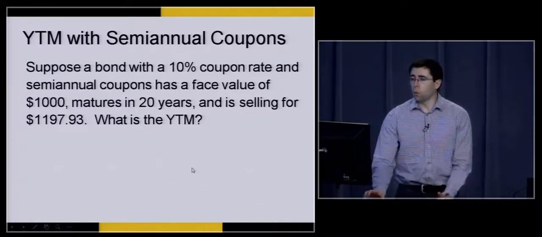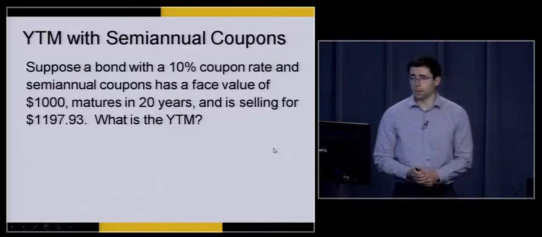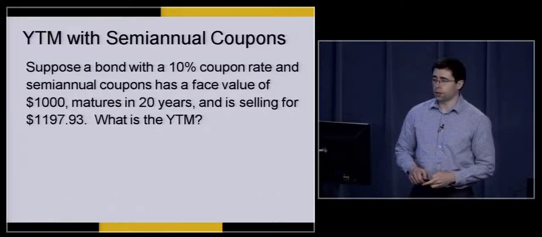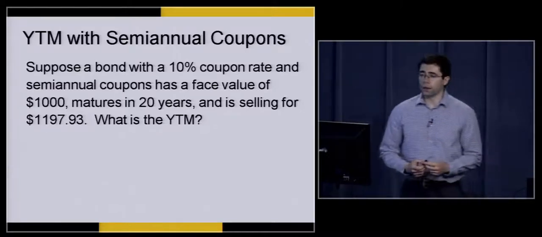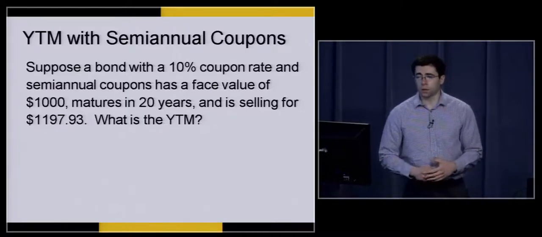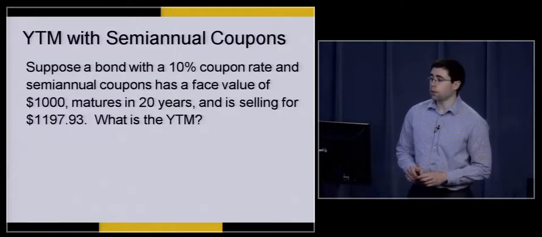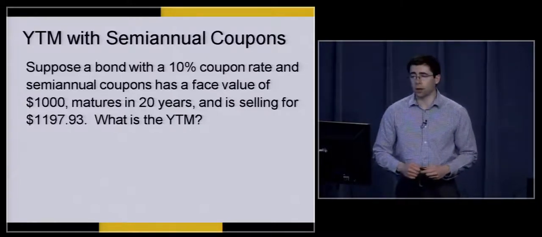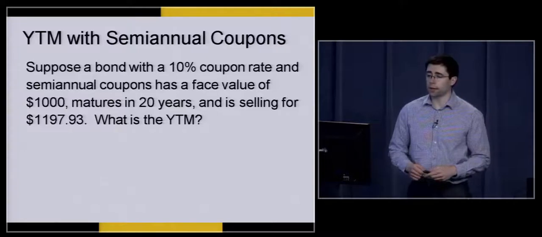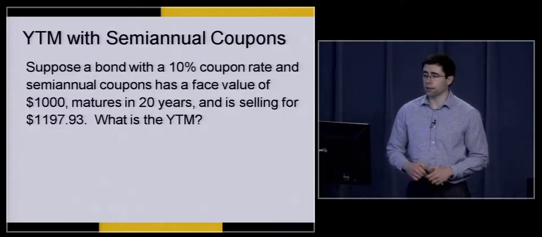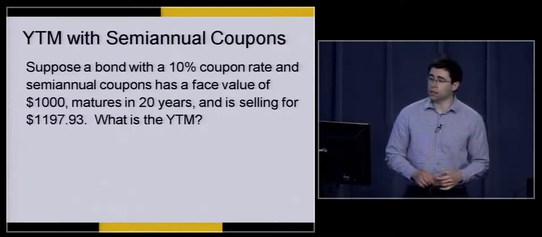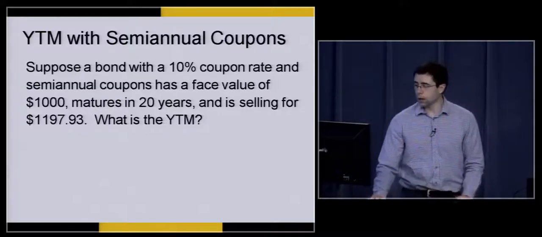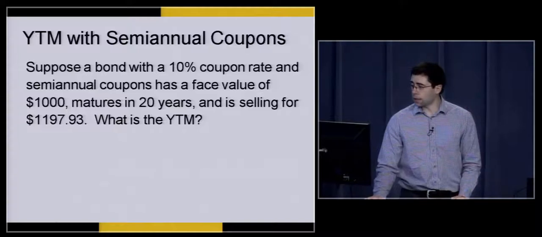All right, let's try one more example, and I realize I'm beating this to death, but I think repetition is probably something that's called for in this case. So another example with semi-annual coupons. So suppose a bond with a 10% coupon rate and semi-annual coupons has face value of $1,000, matures in 20 years, and is selling for $1,197.93. What is the yield to maturity? All right, fairly basic. Let's just go ahead and enter this in one last time.